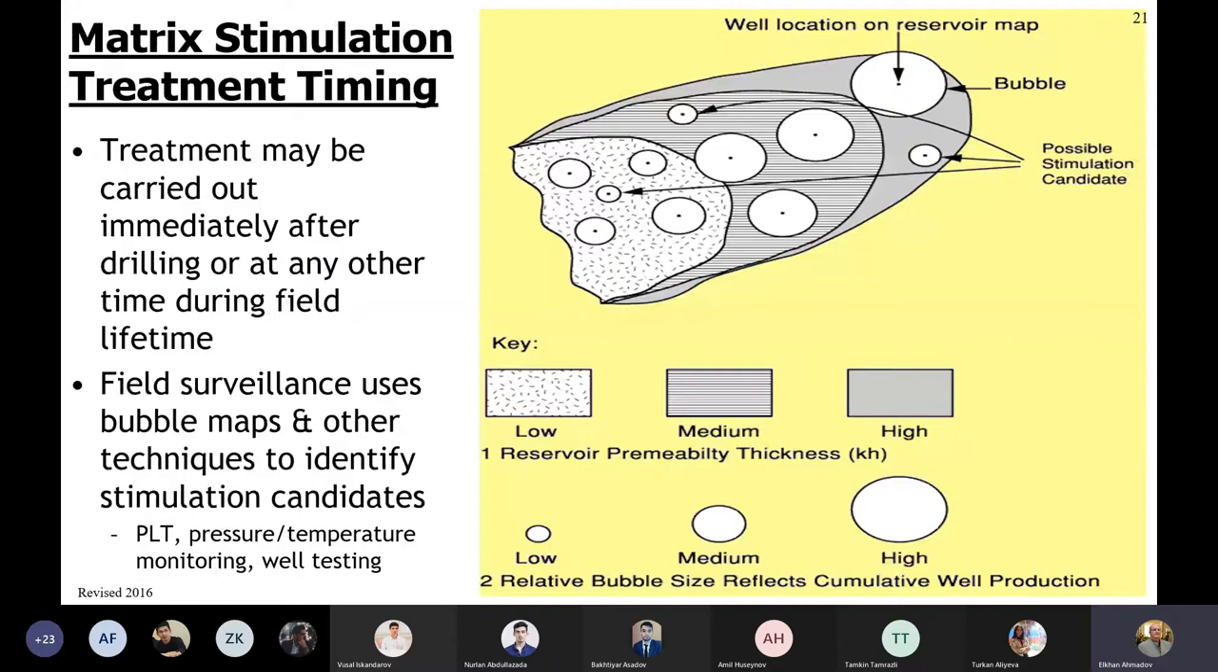To select an appropriate candidate, we have to look at well history, well production history, well drilling history, what was the well location in the reservoir, and use any field surveillance that is available, like PLT, pressure temperature monitoring, well testing data to identify the correct cause of the formation damage. Is there any sand control in place or not?